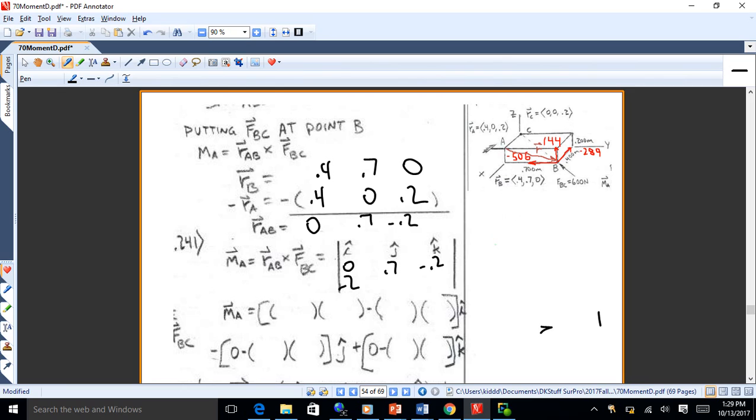I think it's 0.7, -0.2, I think. Yeah. And you just cross it with the force vector, and that's about it. Just be sure you can do that stuff. The important things on this are the position vector is from A, that's where you're taking the moment about, to the force. So you start at the point you're taking moments about, and from there go to the force.